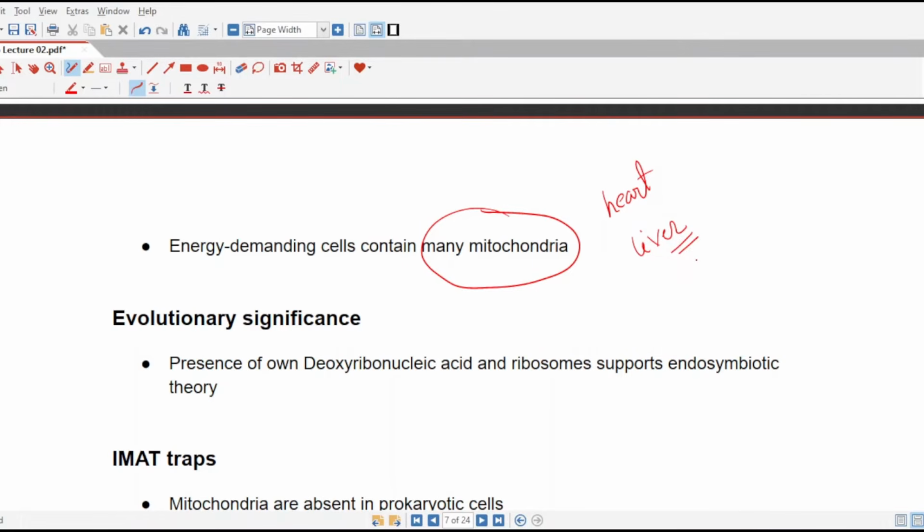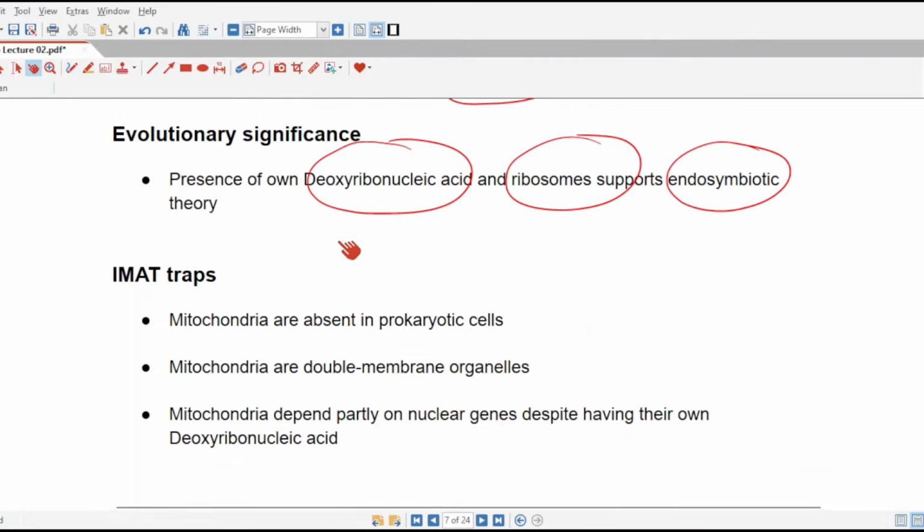There's an evolutionary significance behind mitochondria. The presence of deoxyribonucleic acid and ribosomes support the theory of endosymbiosis. That means that mitochondria was trapped inside a cell and it then evolved into a higher type of cell, and that is endosymbiosis. Okay, what are the IMAT traps?